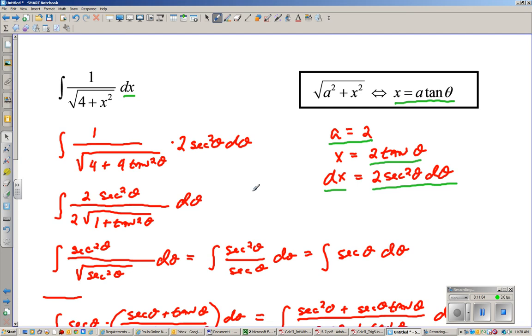So now I'm going to take my original problem and begin writing 1 over the square root of 4 plus, and then I'm going to take the x squared out and put in its place 2 tan theta squared, which works out to 4 tan squared theta. And then I'm going to multiply that by the dx, which we solved out. It's 2 sec squared theta d theta. Now, this problem looks far worse than the original, but let's start manipulating and working with what we've got.